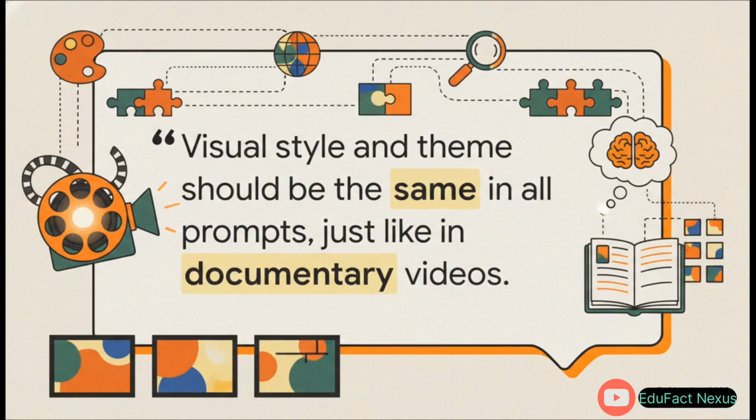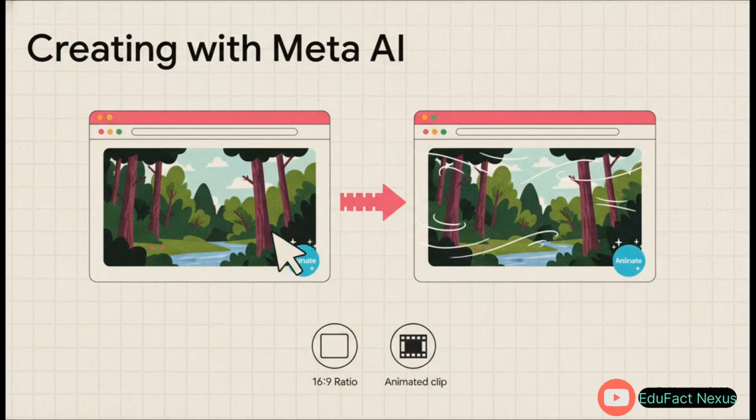And this is the most important instruction you give ChatGPT. You have to tell it to keep the visual style and theme the same for every single prompt. Why? Because that's what ensures all your images look like they belong together in one cohesive professional documentary. So, you take those prompts, you head over to Meta AI, which by the way is totally free, you generate your image in that 16:9 widescreen format, and then, and this is the coolest part, you just hover over the image and click Animate. And just like that, your still image becomes a short, dynamic video clip ready to go.